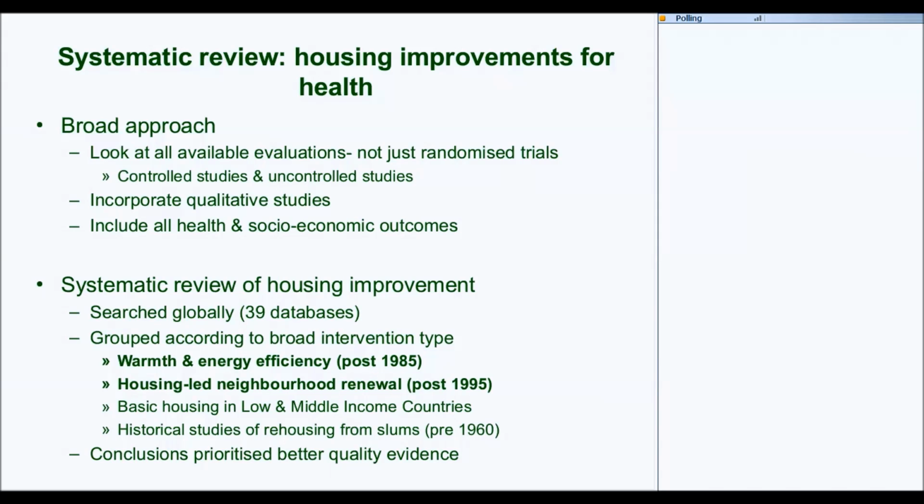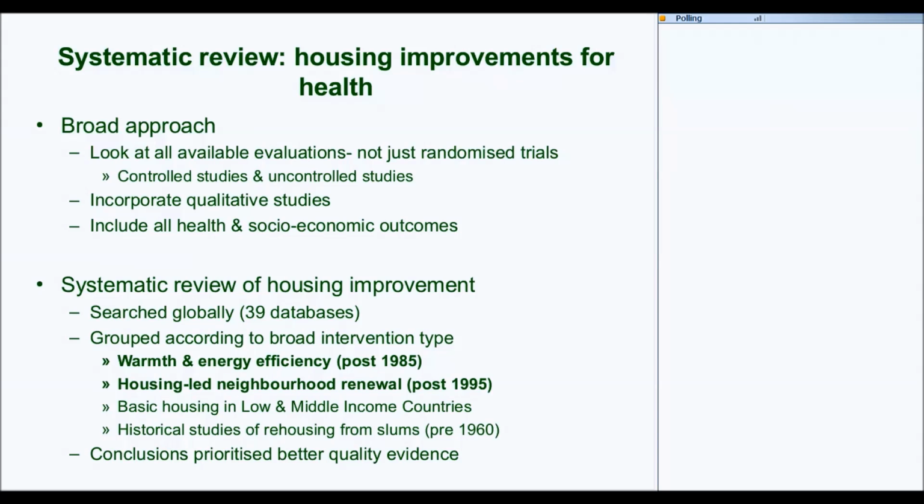And then once we identified the studies, you can imagine there was a very broad range of interventions that we came across. So we tried to group them as appropriately as possible. And the 4 groups that we ended up with were warmth and energy efficiency improvement, all after 1985, and housing-led neighbourhood renewal, which included programmes of regeneration and retrofitting since 1995.